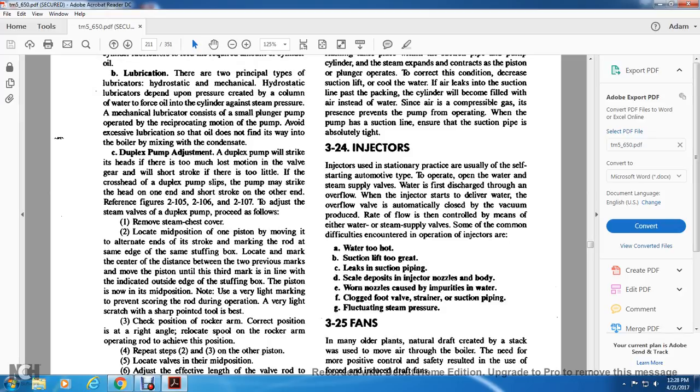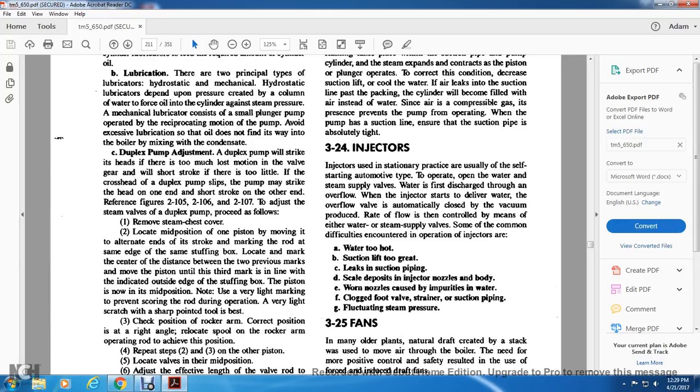Duplex pump adjustment. The duplex pump will strike its head if it has too little lost motion. If the valve gives too short a stroke, there is too much lost motion. If the gross head of the duplex pump slips, the pump may strike the head at one end and make a short stroke on the other end. Reference figures 2105, 2106, 2107. To adjust the steam valve, the duplex pump proceeds as follows.